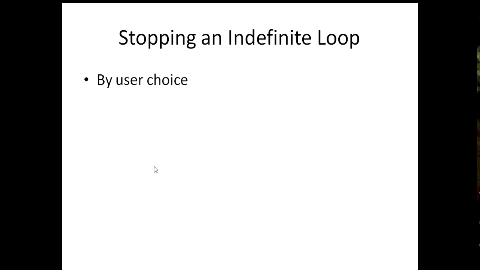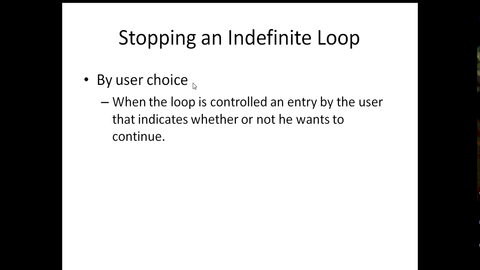Okay, this video is going to show the second way to stop an indefinite loop, and this one's going to be by user choice. The first one was by stopping it by using a value of an accumulating variable. This one is by the user choice. This is when the loop is controlled by an entry by the user that indicates whether or not he wants to continue. In other words, he says, I want to continue or I want to stop.